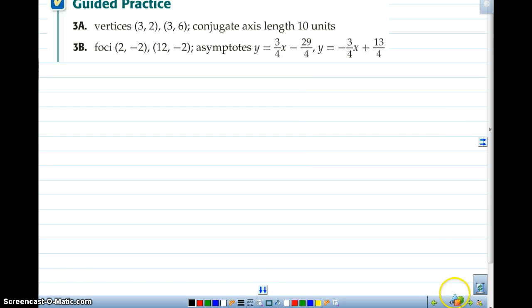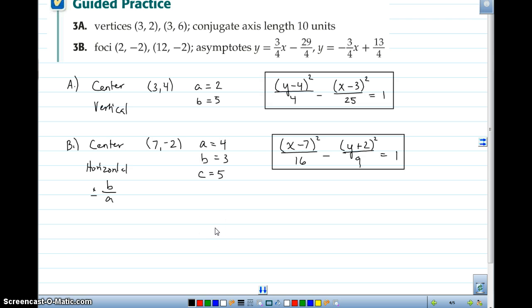Okay, try these two on your own. Okay, those are the solutions for these two problems.